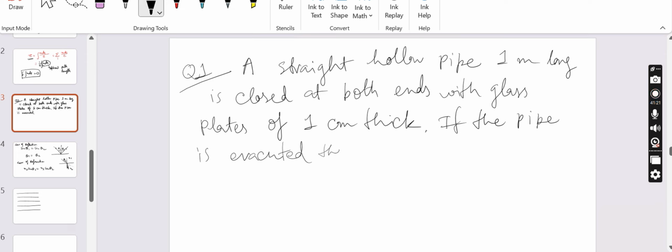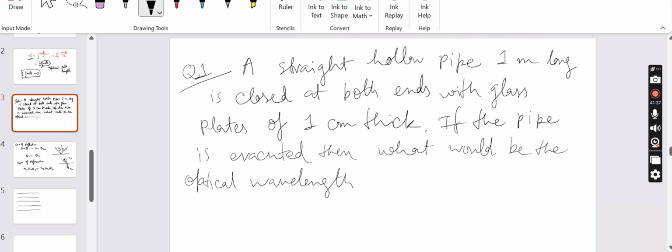Then what would be the optical path length between the glass surfaces? So the optical, not wavelength, path length.